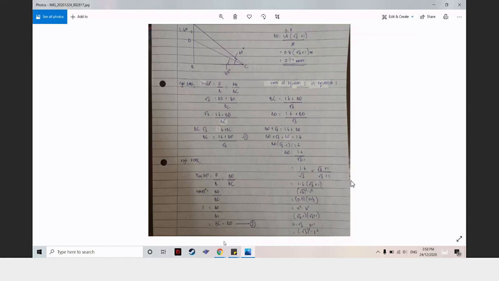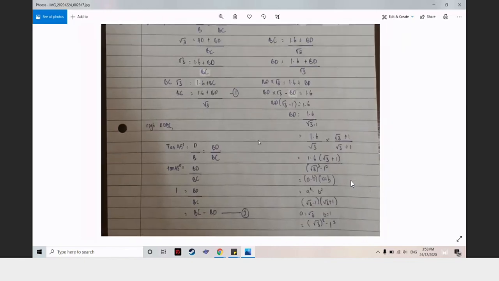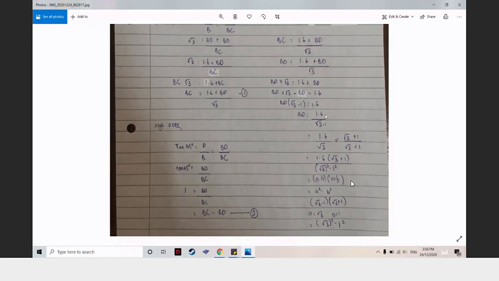Can you do some sort of circle, highlight that part for your friends? The BD, yes, this one. Yes, that one. Okay, you can just stop there. BD equals 1.6 over root 3 minus 1.